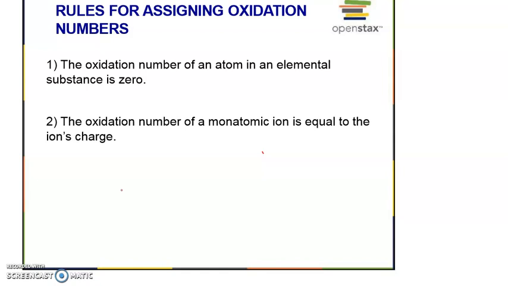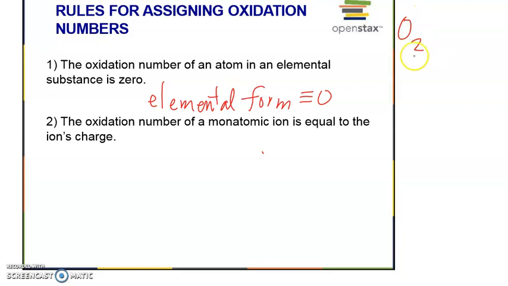The first rule is the oxidation number of an atom in an elemental substance is 0. Another way of saying that is, an atom or a molecule in its elemental form will be equal to 0. I'm going to give you some examples. Let's say oxygen molecule, O2. What is the oxidation state?